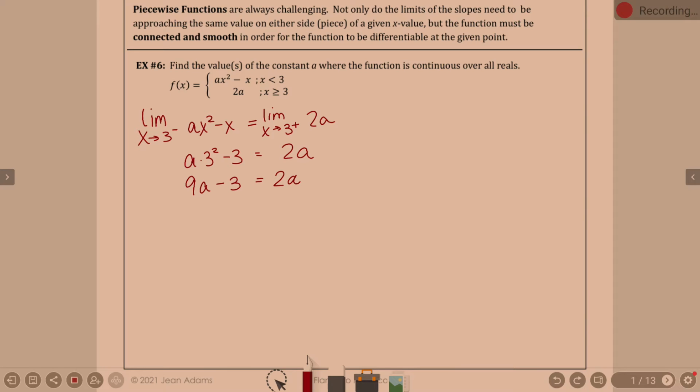9a minus 3 equals 2a. I'm going to subtract 2a and say 7a. I'm going to add 3. I'm going to come up with a is 3/7. So officially, all it asks us to do is find the value of a where the function is continuous, yes? Which that would be the function that would make it continuous.